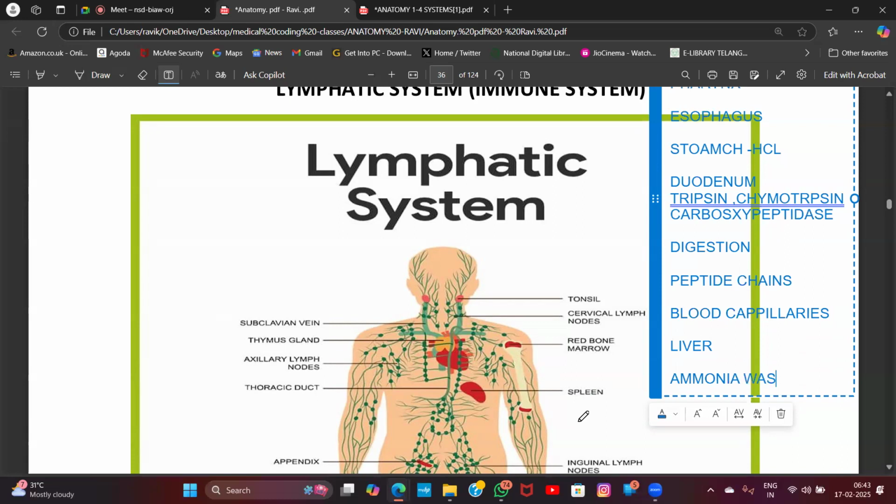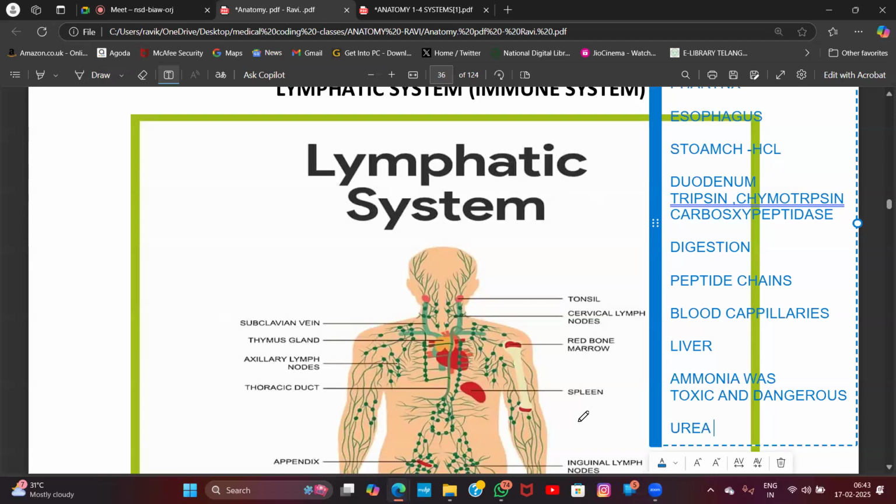Do you know ammonia? In crops, we use ammonia to kill the insects. This ammonia is toxic and dangerous. This ammonia is converted into urea. How is it converted? Ammonia is converted into urea with the help of CO2.